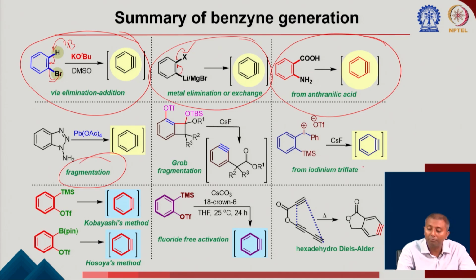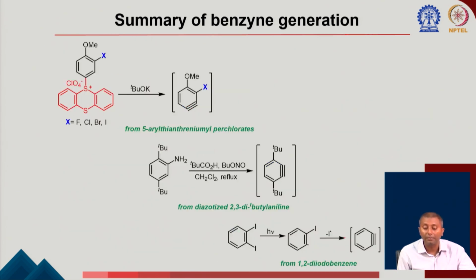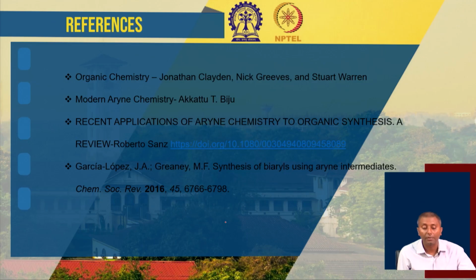We talked about it from the iodonium triflate. Again, you have seen the cesium fluoride going to attack the TMS, as I mentioned, and then there will be cleavage of this carbon-silicon bond, and then elimination of this IPh to form the benzyne. And then I also talked about the fluoride-free activation, and then this hexadehydro-Diels-Alder reaction. And I also talked about some of the other methods starting from these important compounds here, which have a better leaving capacity compared to the halides. And again starting from this iodobenzene. So here are the references for this particular topic.